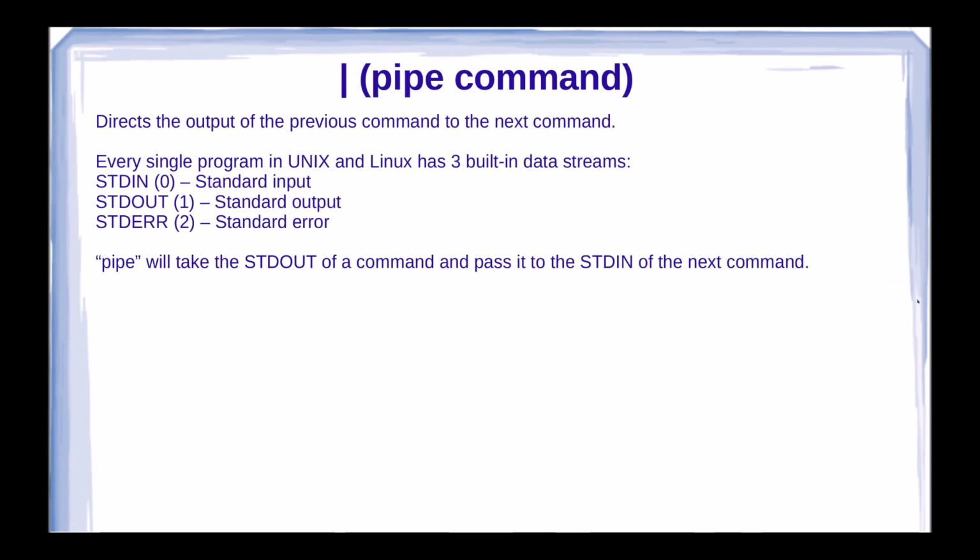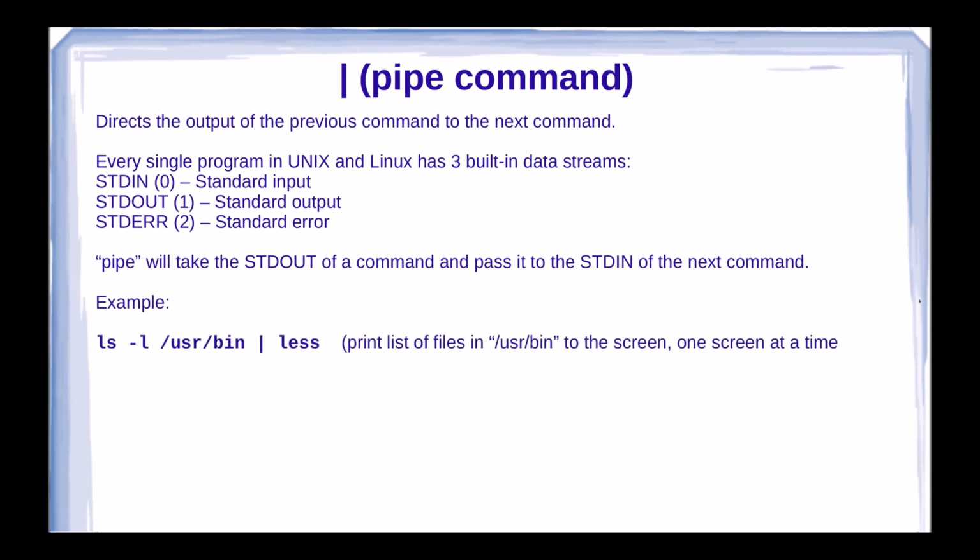Things like this. The pipe will take, by default, the standard out of a command, the results of a command, and pass it to the input of the next command instead of having to do it from the keyboard. Here's one, ls -l, and we'll talk about that in a bit. Show all the files in user bin. That's the directory. Send the results of that, which would normally be 4 or 5 screenfuls of listings, and send it to the program called less, which prints them 1 screen at a time.